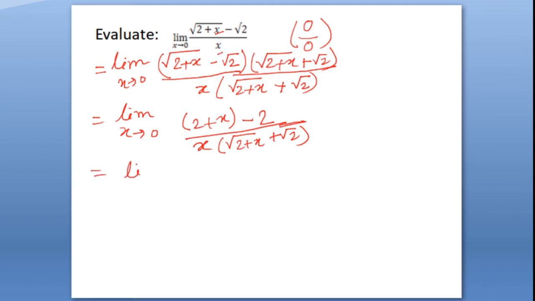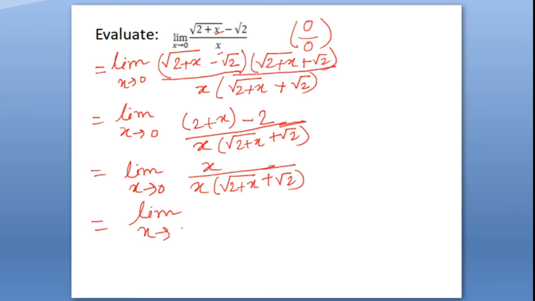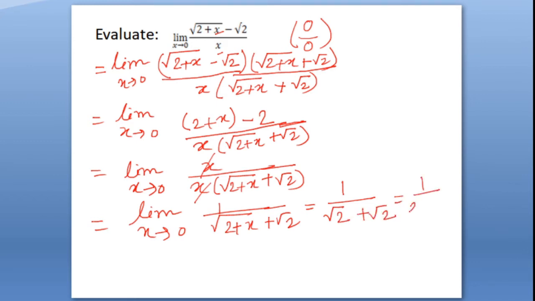Now this will be limit x tends to 0, 2 minus 2 cancel, that means x by x into root over of 2 plus x plus root 2. That means limit x tends to 0, x cancelled, that means 1 by root over of 2 plus x plus root over of 2. Now if we put the limiting value we will get root over of 2 plus 0, root 2 plus root 2, that means 1 by 2 root 2.